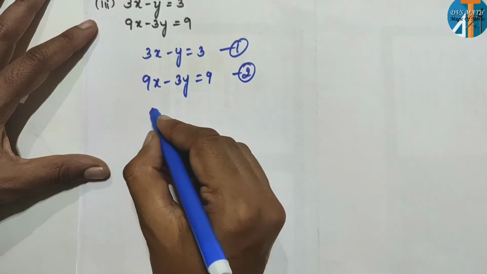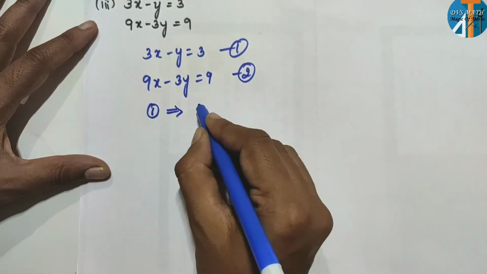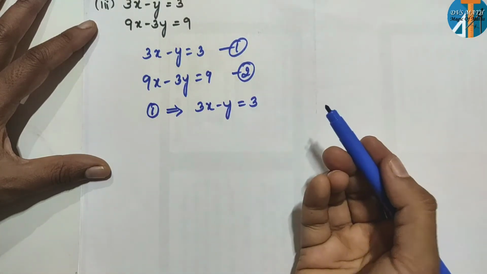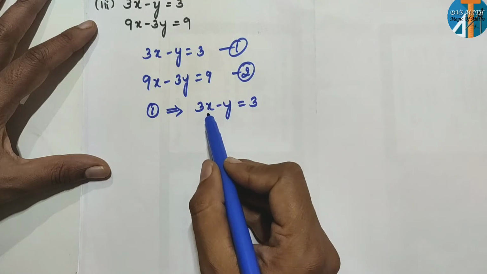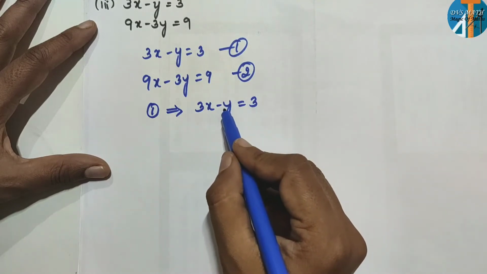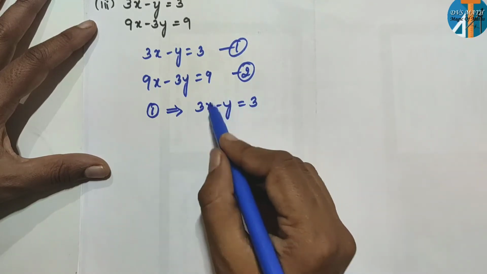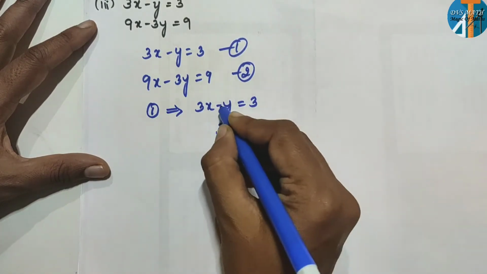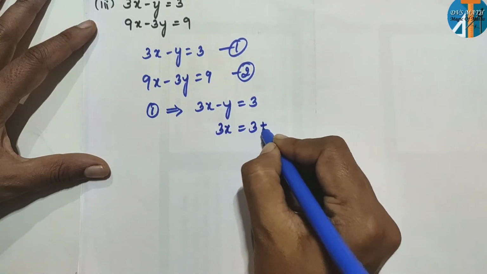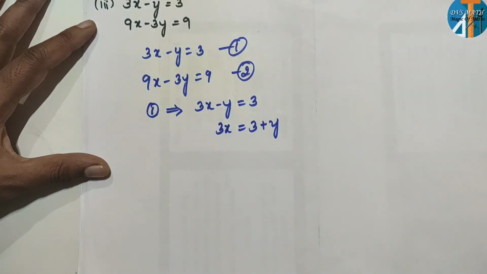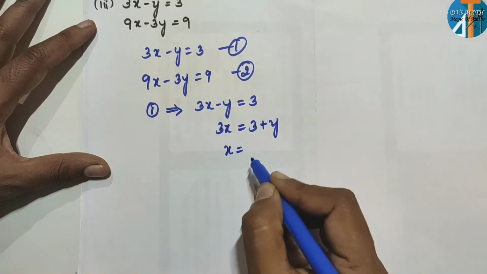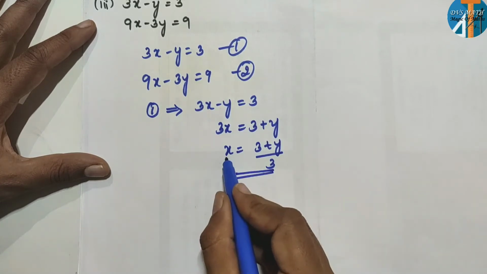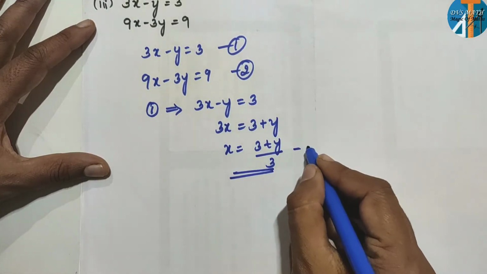Okay, now let us take equation 1. The same step you have to follow: 3x minus y is equal to 3. Convert this equation in terms of x or in terms of y. Here you convert in terms of x, because you can observe here y is negative. So 3x is equal to, if you take this to the other side, 3 plus y. So x is equal to (3 plus y) by 3. This is the equation of x in terms of y, so take it as equation 3.